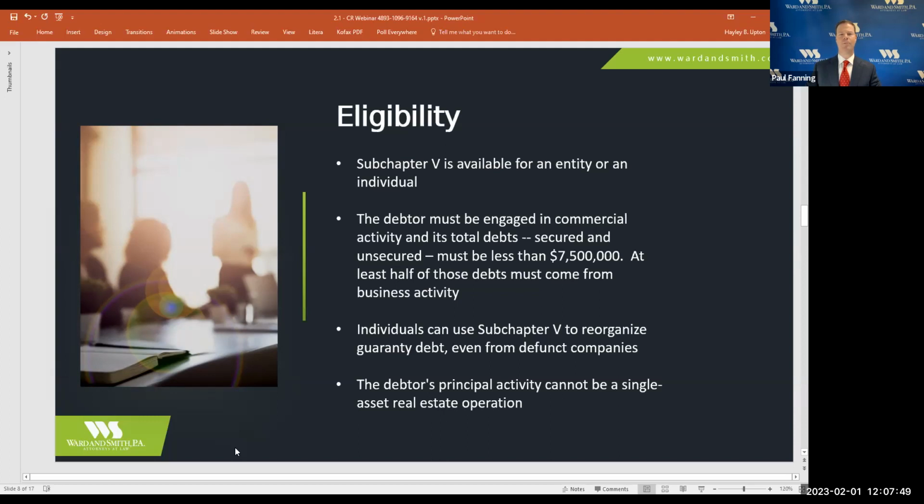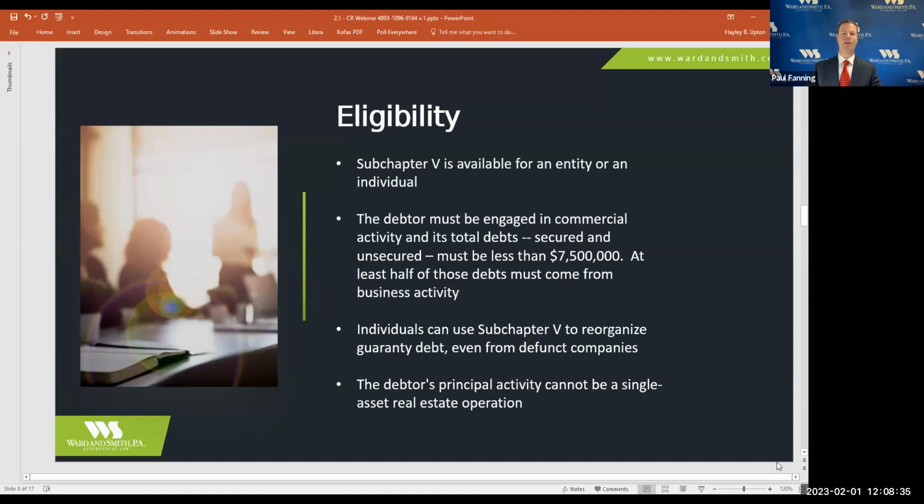It's interesting to note that when the bill was first passed, it was a little over $2.5 million. It was quickly raised during the pandemic to 7.5 million and has since been raised, and it's staying at that threshold. When we talk about the debt limit, we're talking about non-contingent, liquidated, secured, and unsecured debts that are counted in that number. You have to be under that number to qualify.